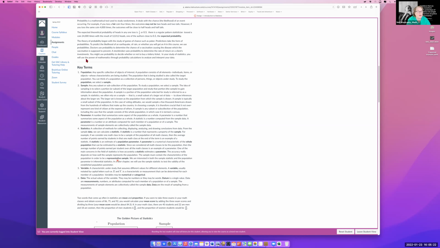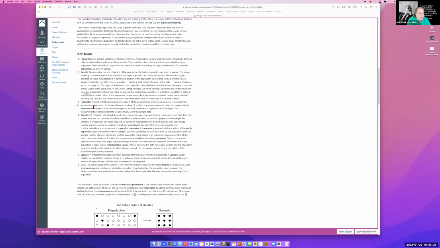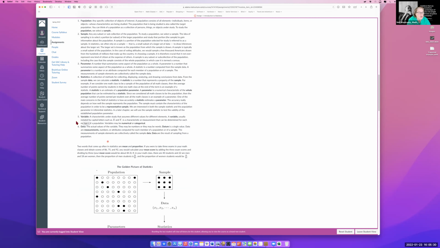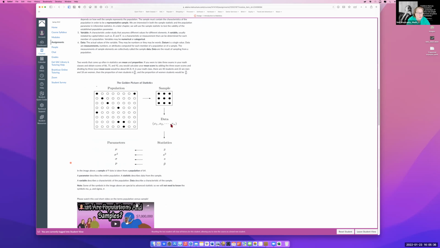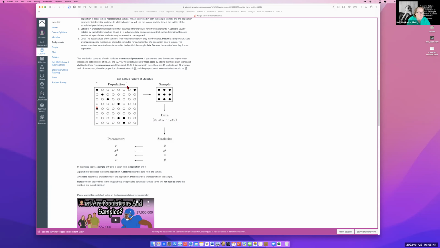But here is the important part. The key terms: population, sample, parameter, statistics, variable, and data. And here's a really cool graphic that is called the Golden Picture of Statistics that really summarizes everything. A population is the whole set. Like if you're studying all of the students at SAC, then that would be your population. The sample is just part of the whole population that you're actually going to get the data from.